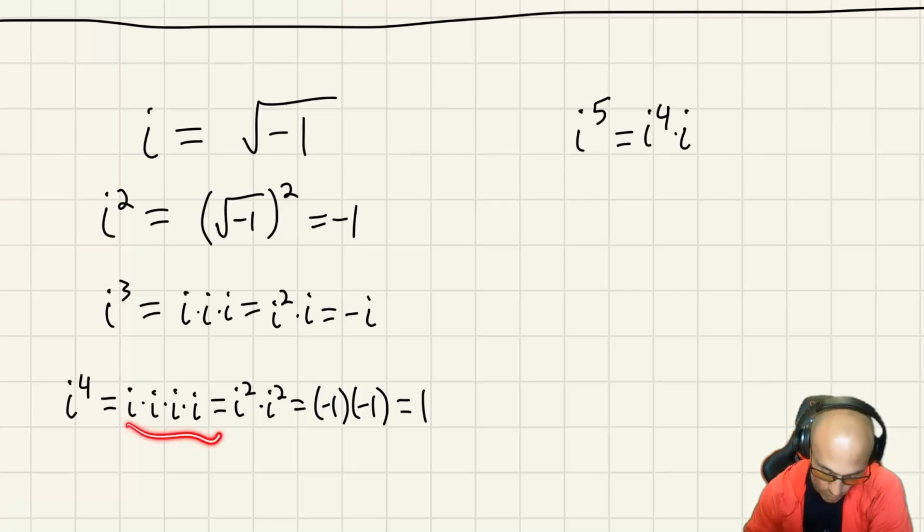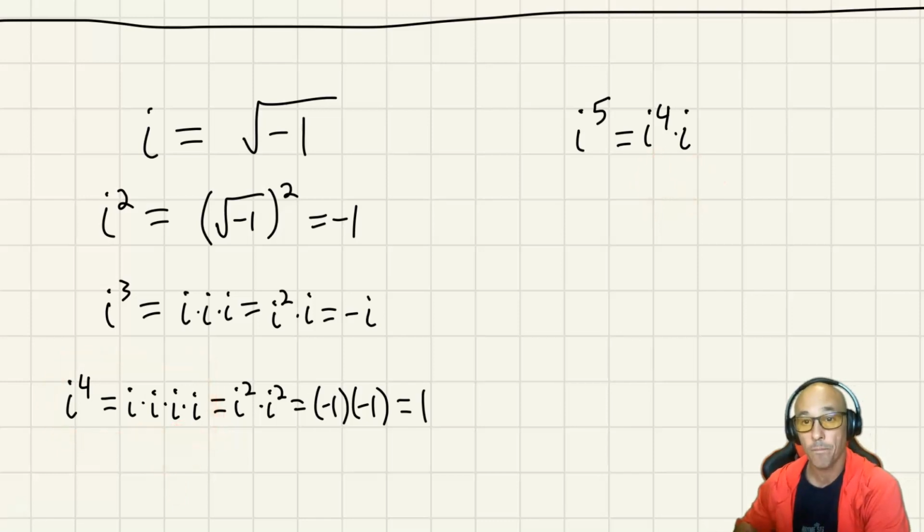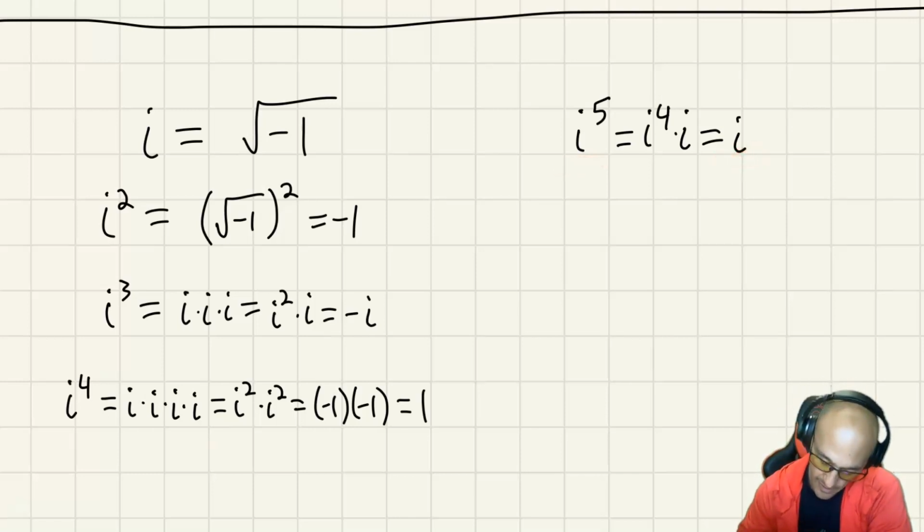So the same way I broke up i to the fourth down here. So this i to the fourth is just the same as that times the i. Okay, good. And so i to the fourth power is equal to 1. So this equals 1 times i. So i to the fifth power is equal to i. It's an unusual number, i.